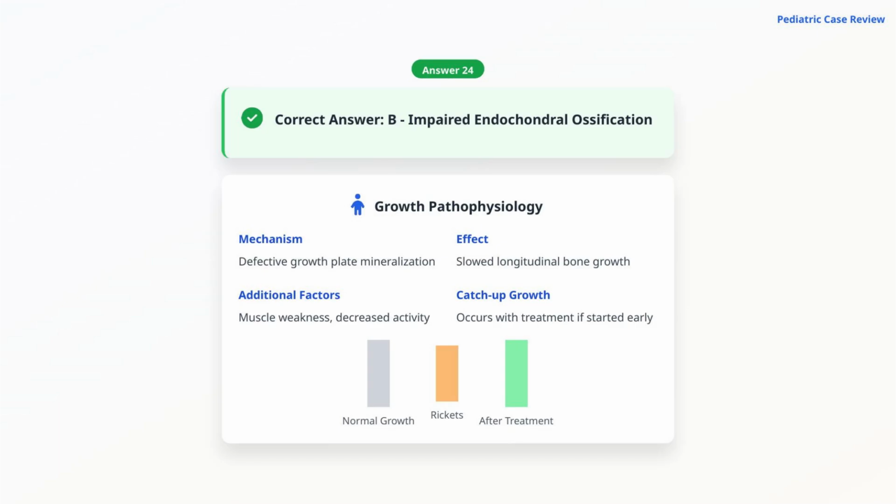Impaired endochondral ossification. Rickets directly affects the growth plate, causing defective mineralization of the cartilage matrix. This impairs the normal endochondral ossification process, slowing longitudinal bone growth. Additional contributing factors include muscle weakness and decreased physical activity. Significant catch-up growth typically occurs when treatment is initiated early, especially before age 3 years.